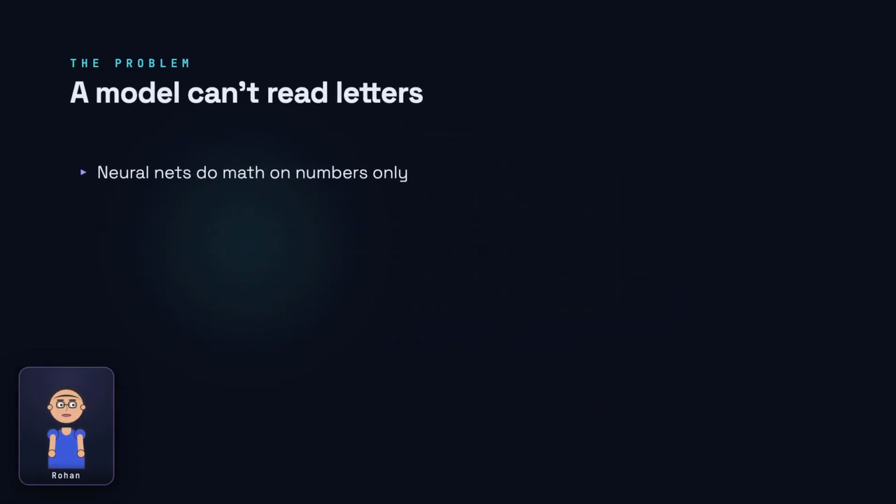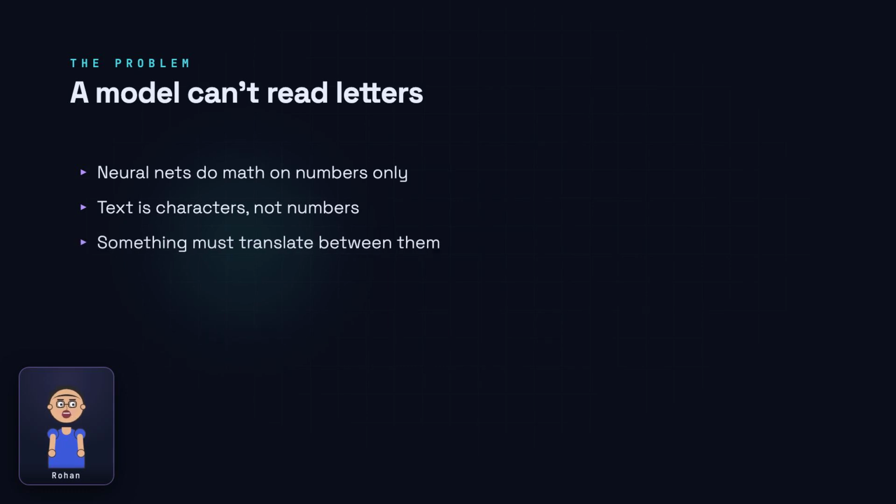Here's the core issue. A large language model, an LLM, is at heart a giant function that multiplies numbers together. It has no notion of the letter A or the word cat. So the moment you type text, there has to be a translation layer that turns those characters into integers. That layer is the tokenizer.